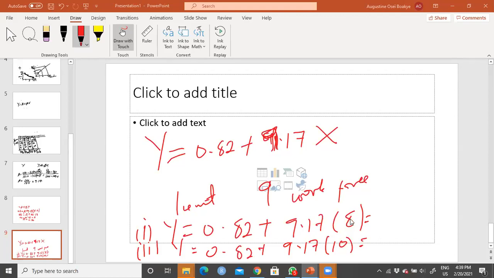What did you get for the first one? 74.16. Are you sure? Yes, sir. 74.16. Is it 18 or 16? 18. Okay, yeah, it's 18. Please, someone should quickly do the second one for me.